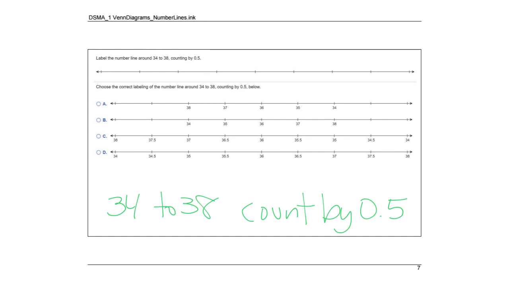Okay, same thing, the 34 has to be first because that's the smallest number. So A is not going to work because it starts with 38. C starts with 38. Okay, so B starts with 34 like it should, but notice the tick mark, it's jumping by ones, and we want to jump by 0.5. So B is not going to work. Let's just make sure C is right. So we start with 34. If we add 0.5, we get to 34.5. If we add 0.5 again, we get to 35, and so on. So D will work.